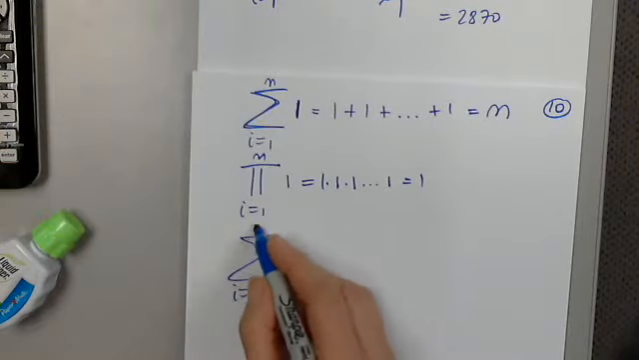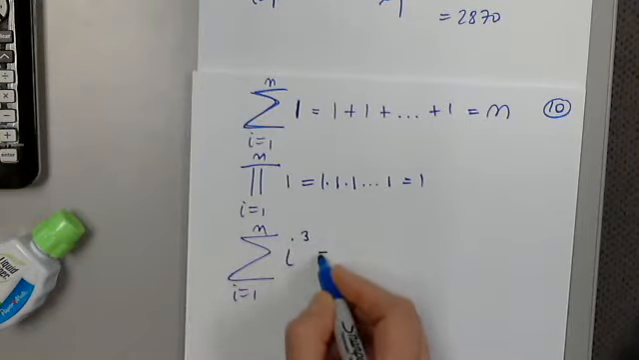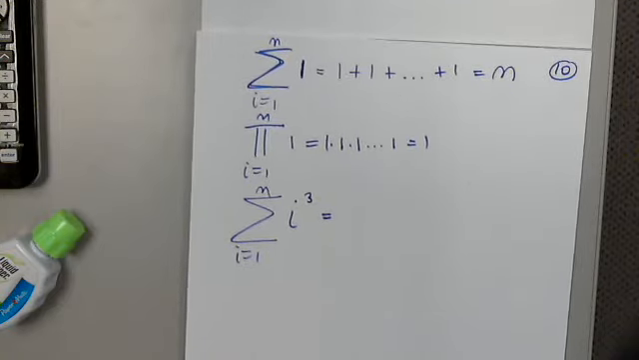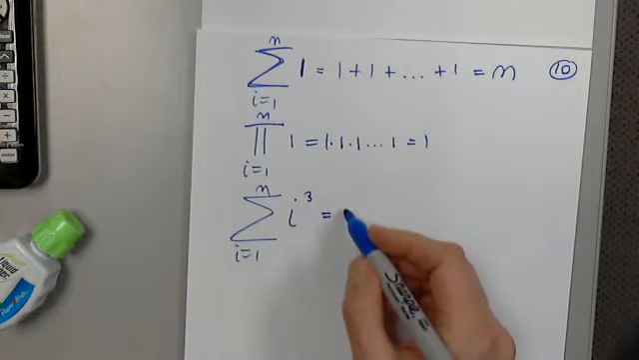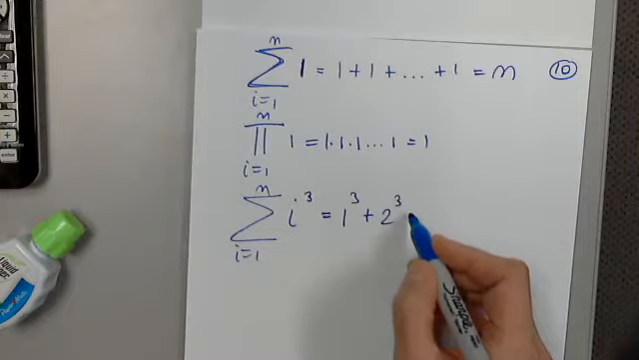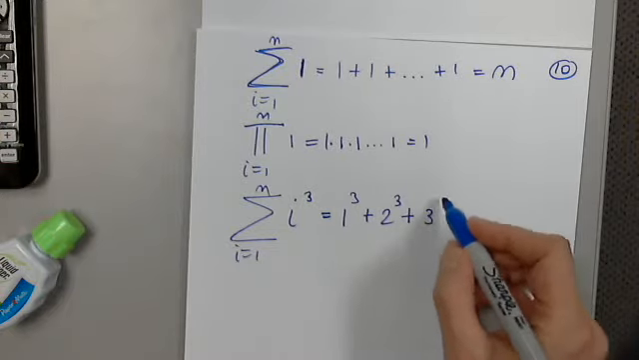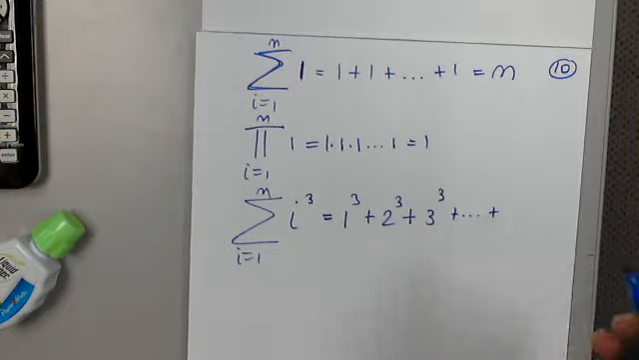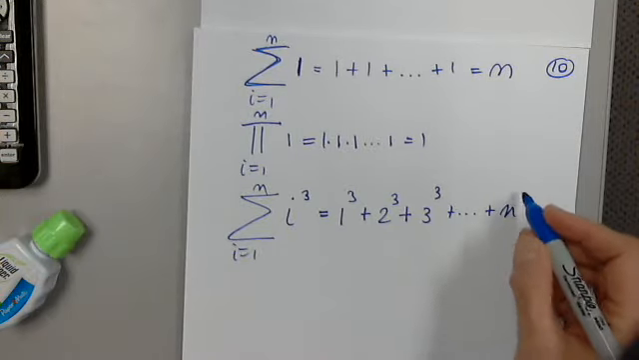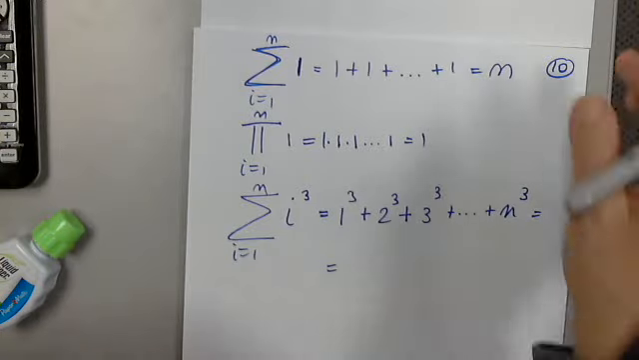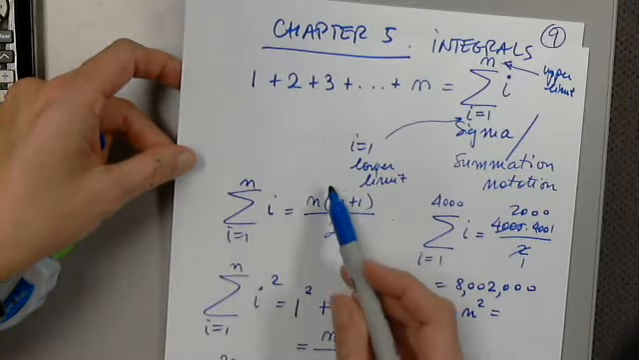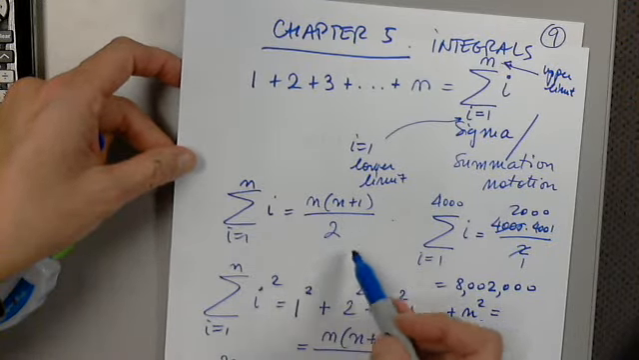Okay, last one. Promise. i equals 1 to n of i cubed. Can anyone give us the first 3 terms? 1 cubed, 2 cubed, plus 3 cubed. Awesome. Very good. There is a formula for this. Not difficult to remember. It's the same one as for i, but everything squared.